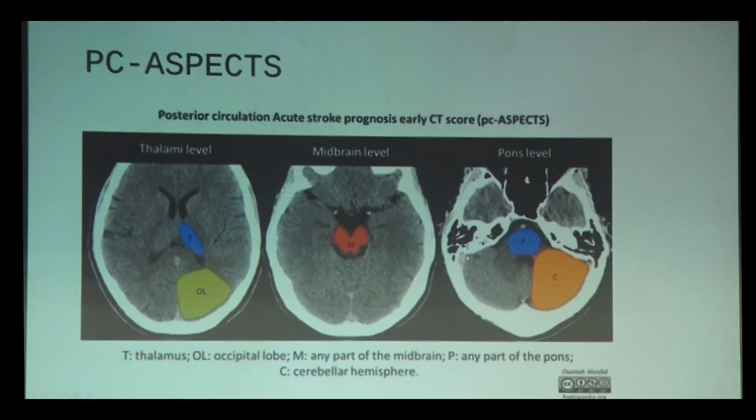Similarly, we have another ASPECT score for the posterior circulation. Usually for the thalamus we take 1 point, for the cerebellum 1 point, for the midbrain 2 points, and for the pons also, and the cerebellum part. This is the occipital lobe and the cerebellum part. So here also we deduct from 10 and calculate the PC-ASPECTS in the early CT.